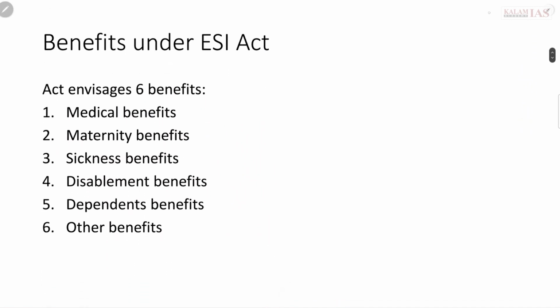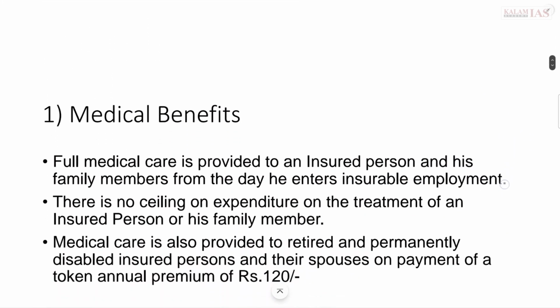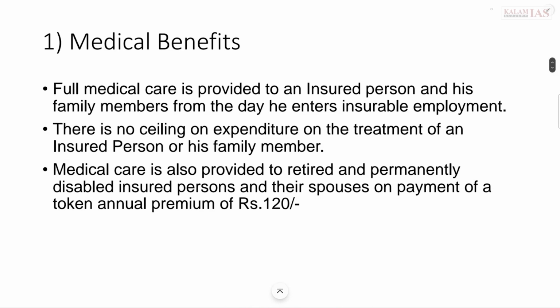There are 6 types of benefits that are provided under the Employee State Insurance Act. First is the medical benefits, then we have maternity benefits, sickness benefits, disablement benefits, dependent benefits and other benefits. Basically, confinement expenses, funeral expenses, etc. Okay. So let us discuss these different benefits that are provided under the ESI Act. First are medical benefits.